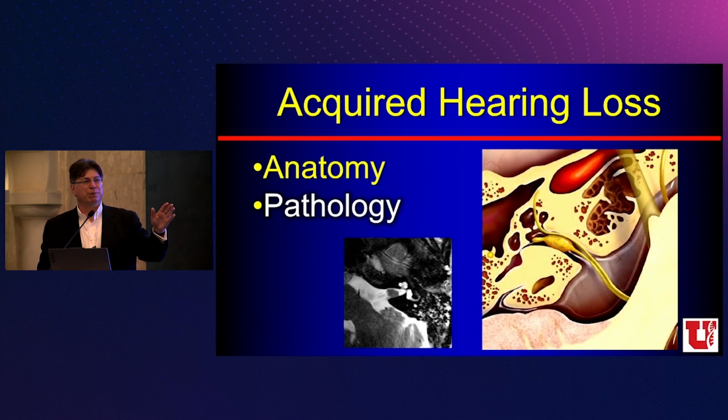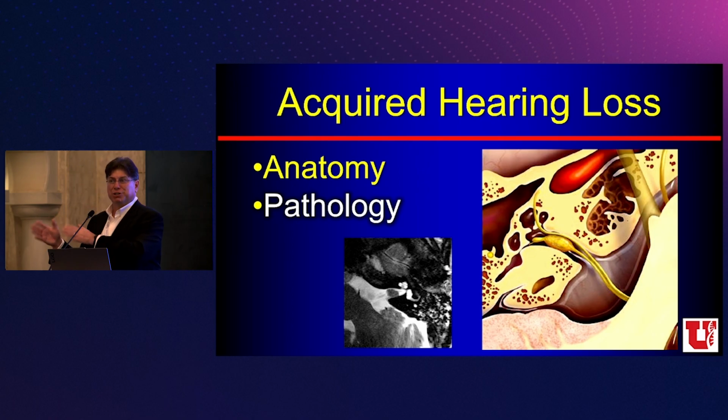So we heard about the anatomy earlier, so I'm going to focus on the pathology. I like to start on the outside and go in. So we're going to look at the external auditory canal and some pathologies there. Then we're going to look at the middle ear cavity, then the inner ear structures, and then the CP angle and IAC.